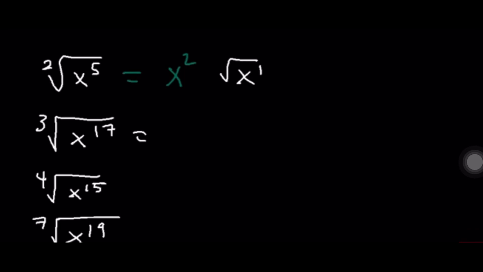Now how many times does 3 go into 17? 3 goes into 17 5 times. 3 times 5 is 15. 3 times 6 is 18, which is too much. So it goes into 17 5 times. And 17 minus 15 is 2, so we have 2 remaining. But we've got to write the 3 here as the index number.